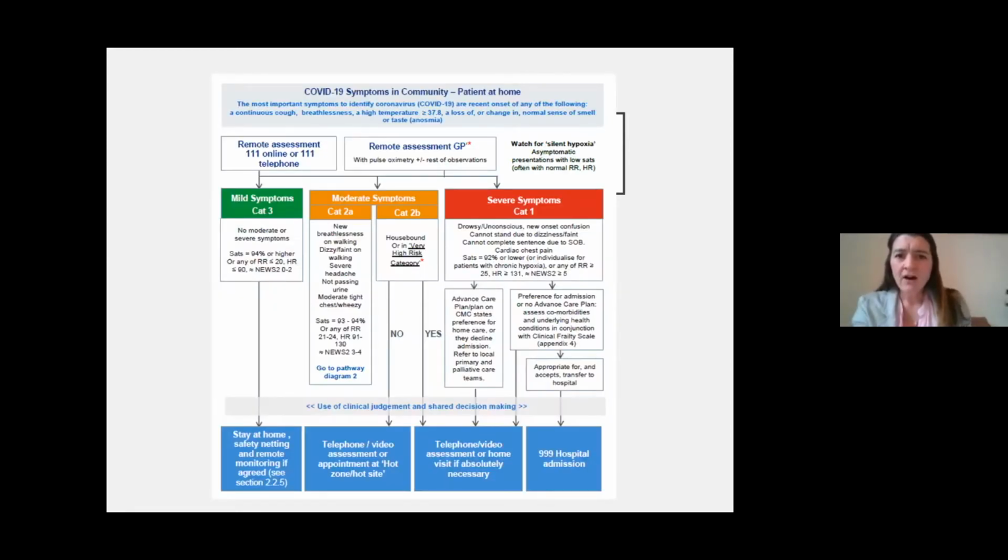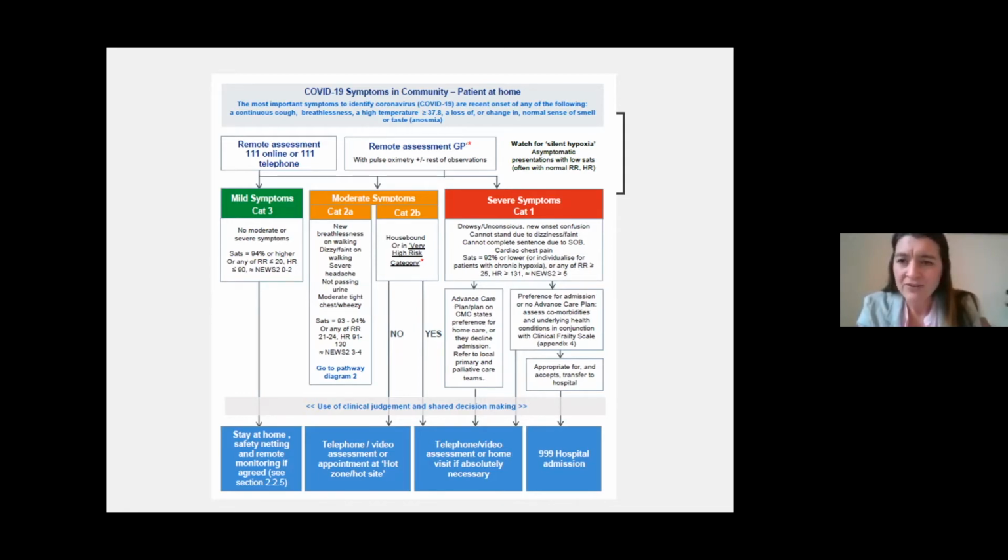So these are from, at the time of recording, the latest version, which was version 8 of the North West London COVID respiratory guidelines. And this is the algorithm that's used in lots of the community hot hub areas to essentially triage how unwell patients with suspected COVID are. And as you can see, it's a traffic light system.